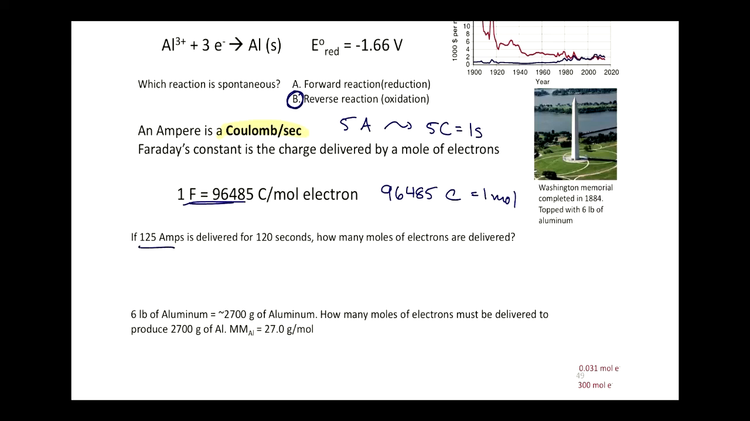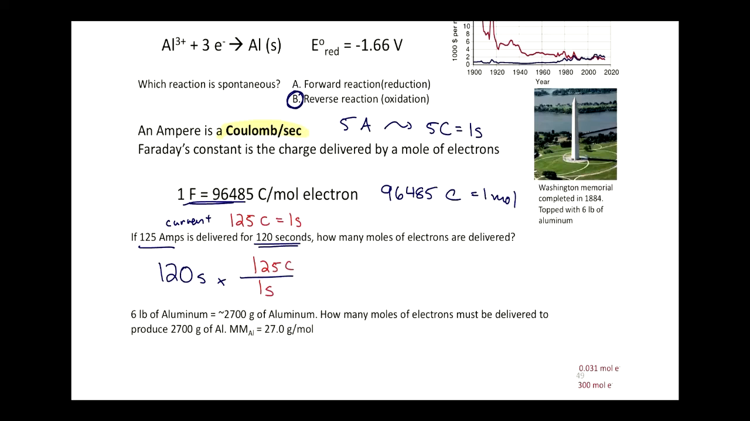Let's say we deliver 125 amps, so this is your current, to a reaction for 120 seconds. How many moles of electrons are delivered during this time? Well, let's start with that time, 120 seconds. Remember what this current means. 125 amps means 125 coulombs are delivered every 1 second. That's what that means. So 1 second, 125 coulombs.